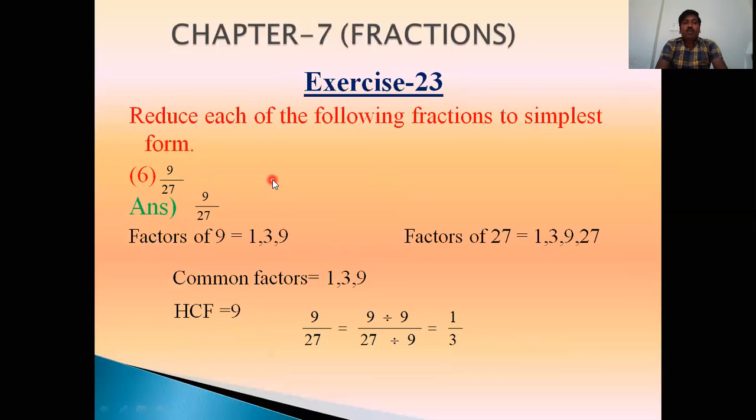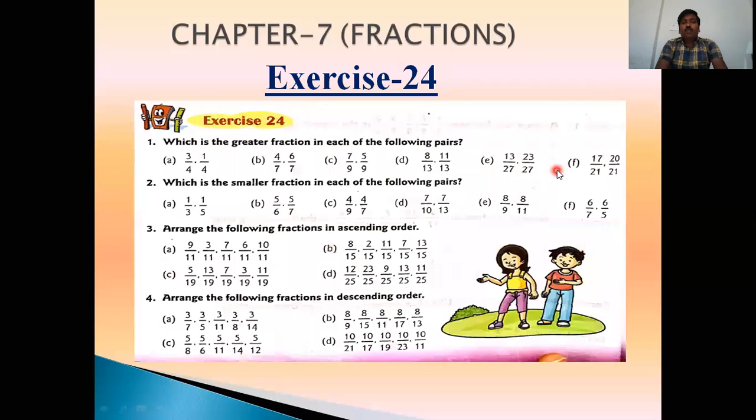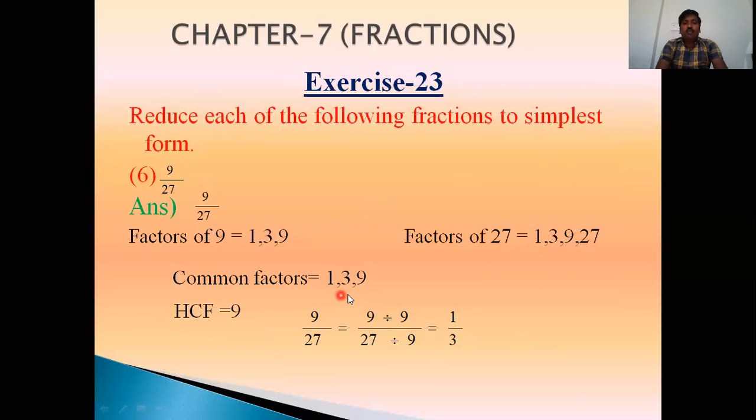Okay. Now reduce each of the following fractions to the simplest form. How can we reduce? Now 9 by 27. First we find the HCF. We find the factors of 9, we get 1, 3, 9, and the factors of 27, 1, 3, 9 and 27. The common factors are 1, 3 and 9. And HCF is the highest common factor. So 9 is the HCF. And now when we divide 9 and 27 by this 9, we get 1 by 3.